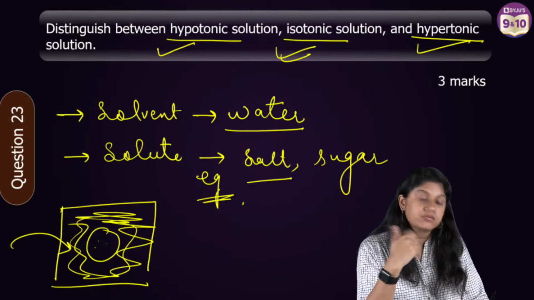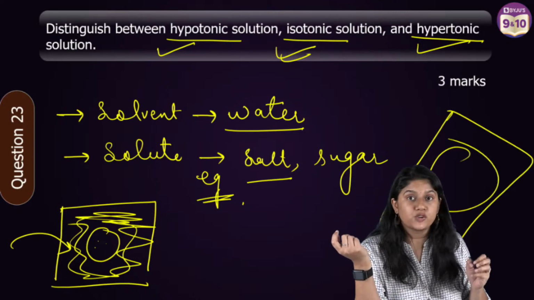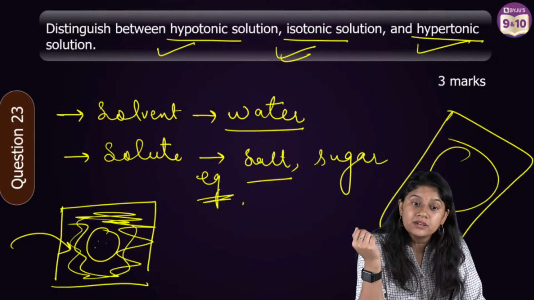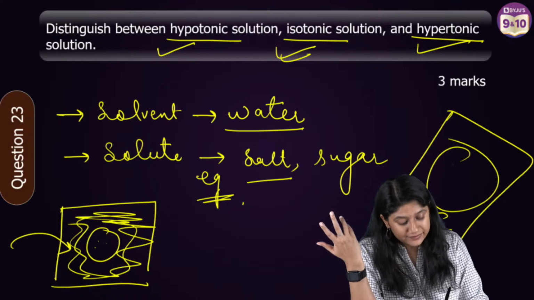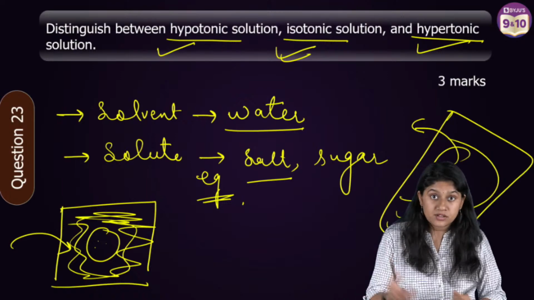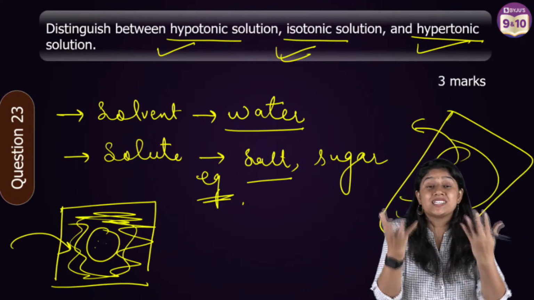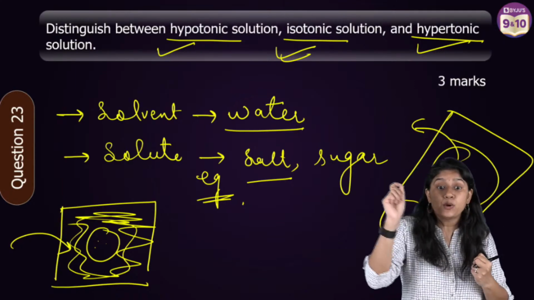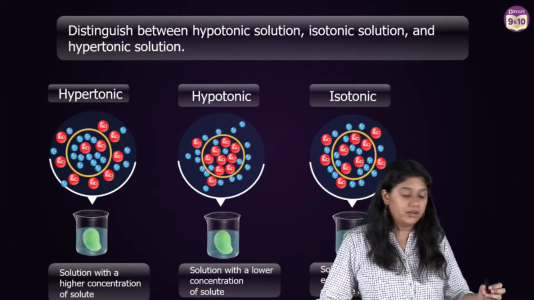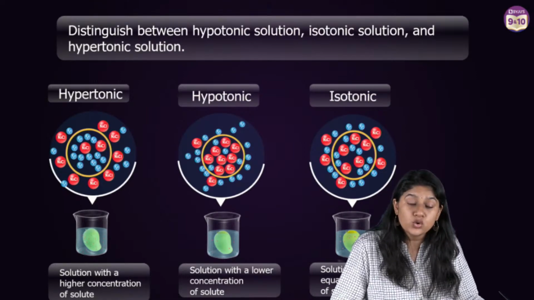Very good. If the opposite happens, for example, if we have a cell which has more salt or sugar and less water, what will happen? The cell will lose its water and the cell will shrink. The solution where the cell is shrinking is the hypertonic solution. Where the cell is taking up water is the hypotonic solution. Clear? So I am repeating it again, everyone. What will happen in a hypertonic solution? The cell will lose its water.